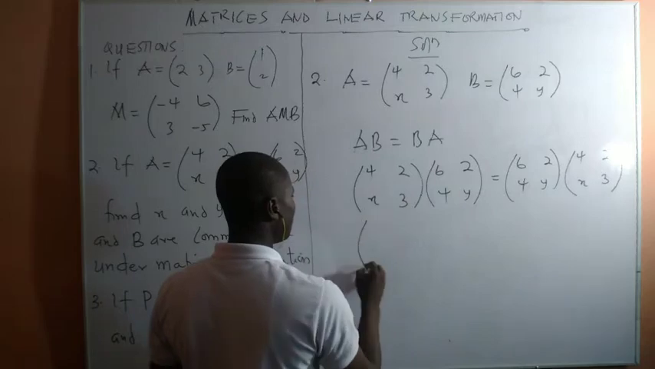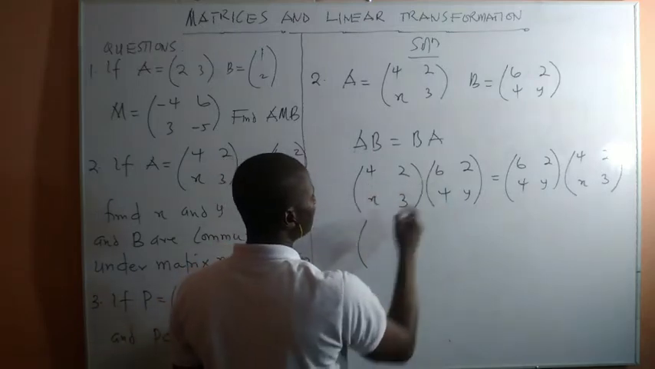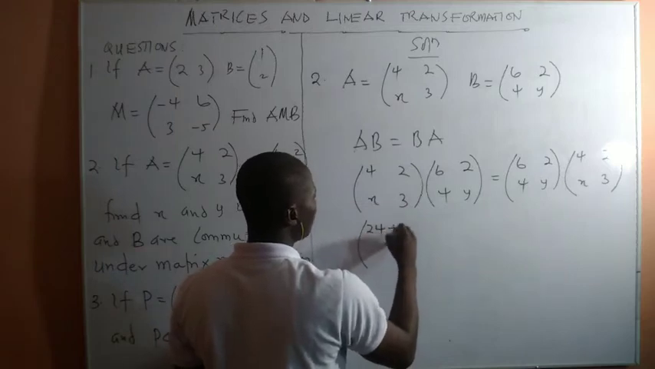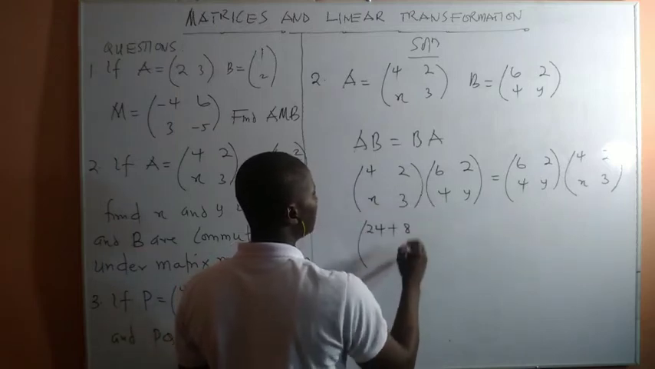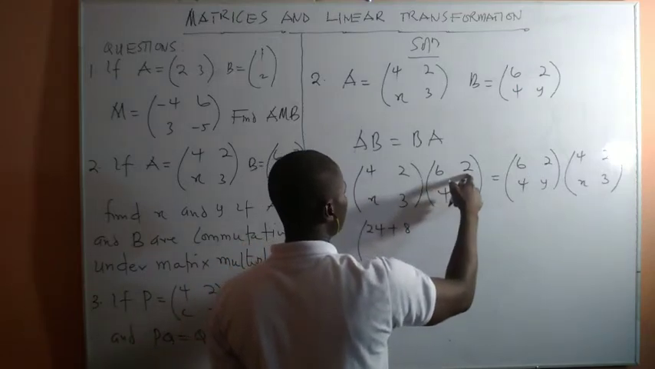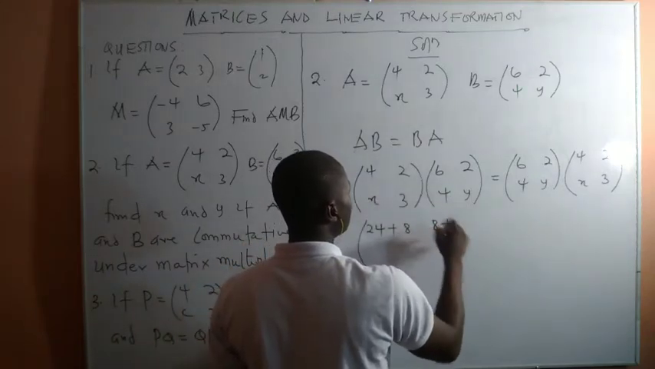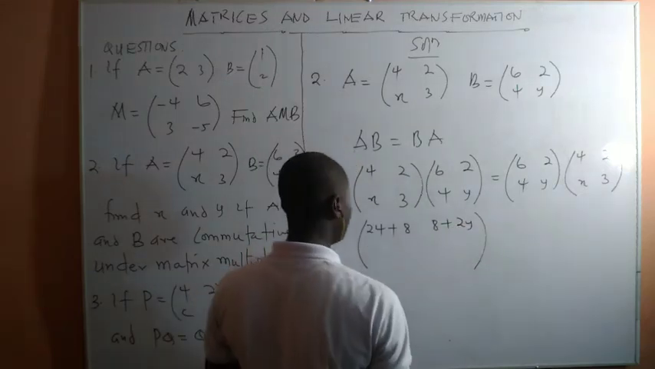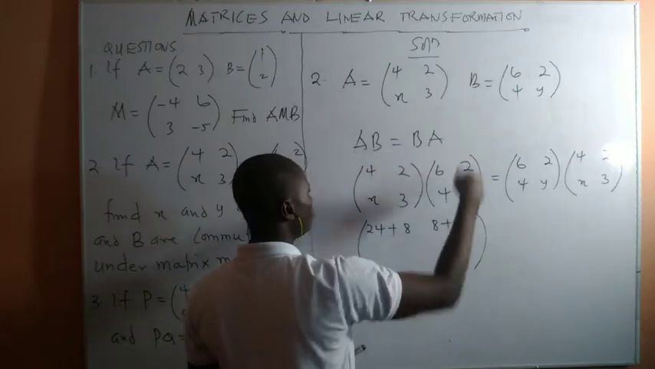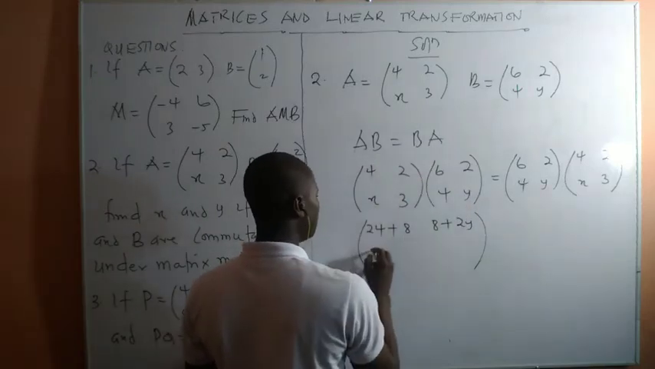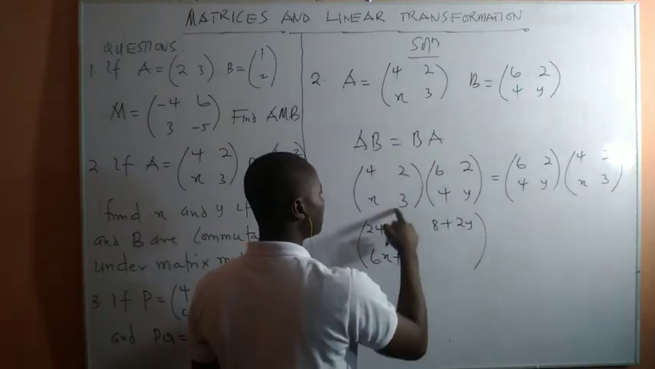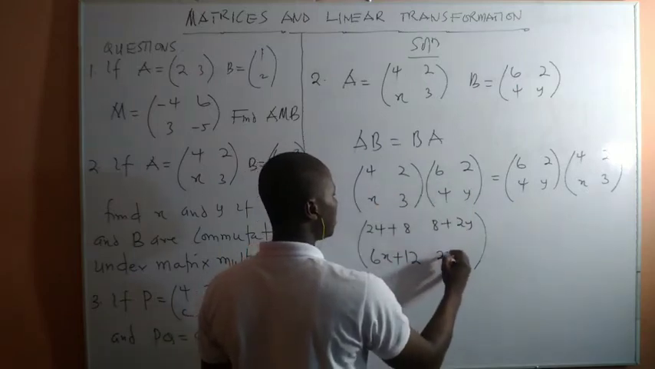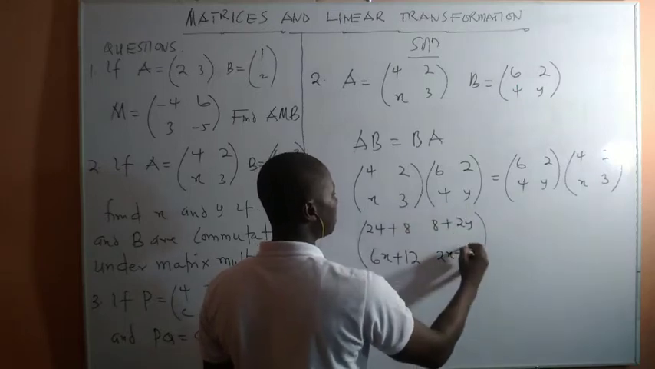So now we multiply 4 times 6, that will give us 24, plus 2 times 4 will give us 8. Then we have 4 times 2 will give us 8, plus 2 times y will give us 2y. Then we are now on the second row, also to multiply the columns. So x times 6 will give us 6x, plus 3 times 4 will give us 12. Then x times 2 will give us 2x, plus 3 times y will give us 3y.